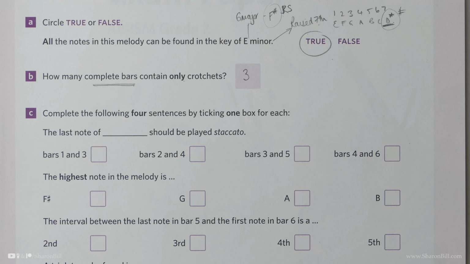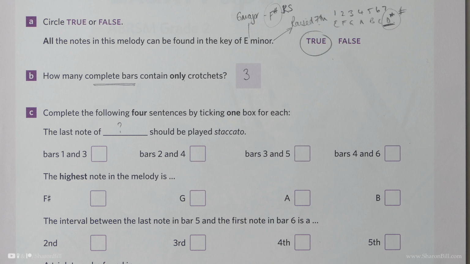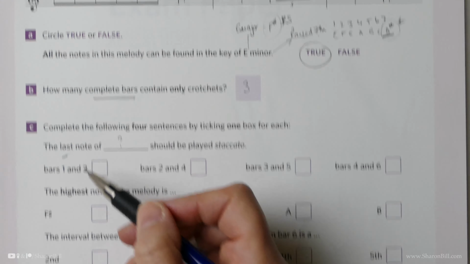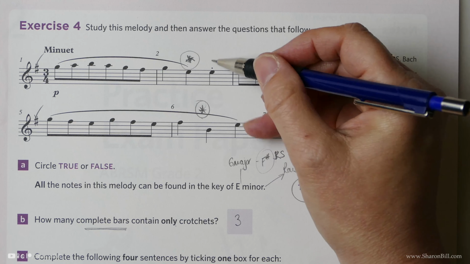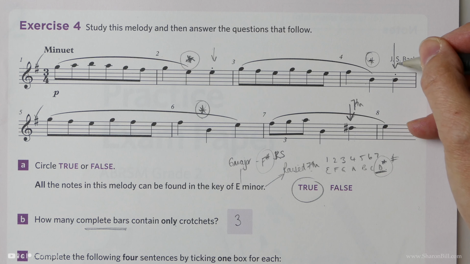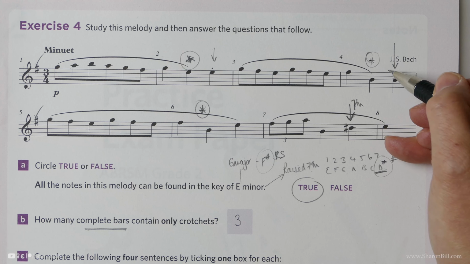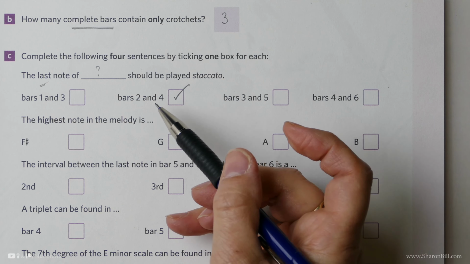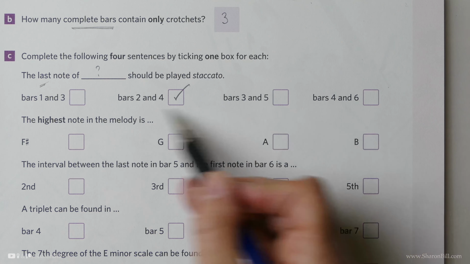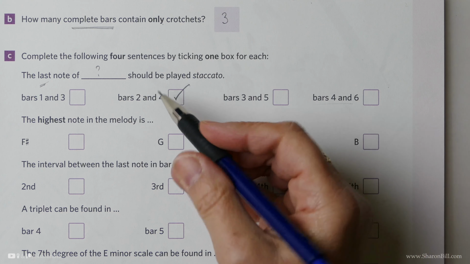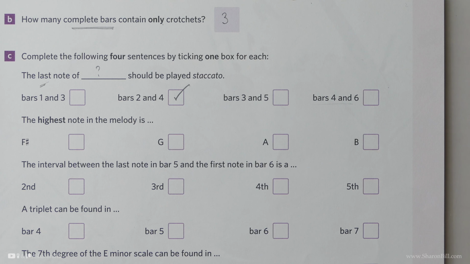Now then, the last note of which bar should be played staccato? So just the last note. Here we have the last note staccato. We get it again in bar 4. So it's either bar 2 or bar 4. And then we get that here. So do always find your answer first and then get to the multiple choice. Don't get confused by looking at the multiple choice first. It'll just throw you off track.